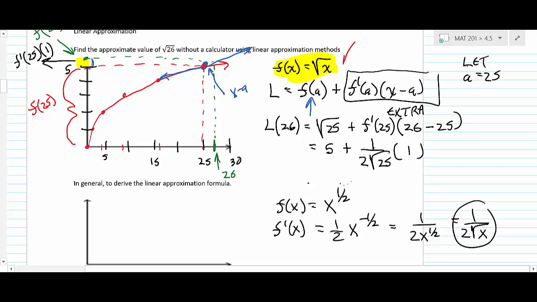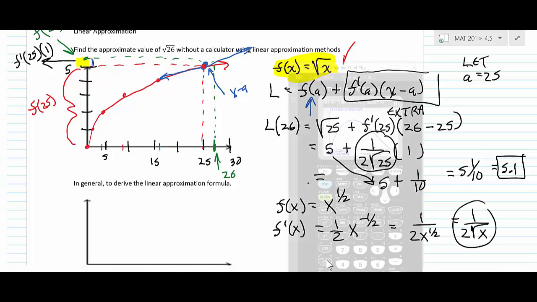So what you're going to get here, when you do this, is you bring down the 5, so you'll have 5 plus, you should be able to do that in your head. That's 1 over 2 times 5, right? So is that 1/10? Okay, right? 2 times 5 is 10. Times 1 would be 1/10. So the answer is 5 1/10, which is about 5.1. So that would be what we call the linear approximation for the square root of 26.